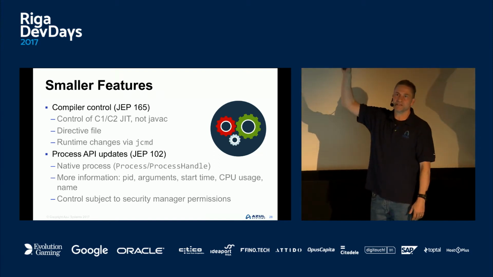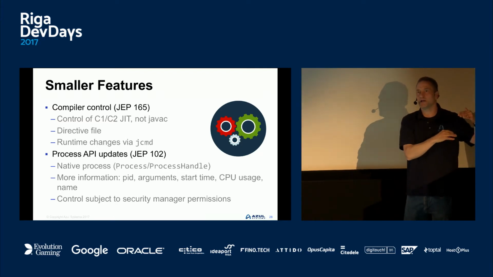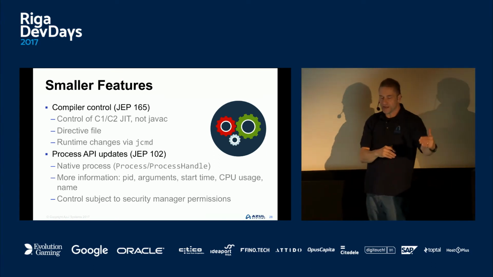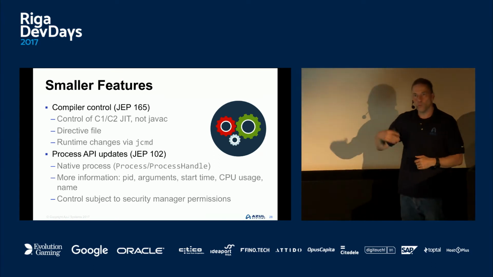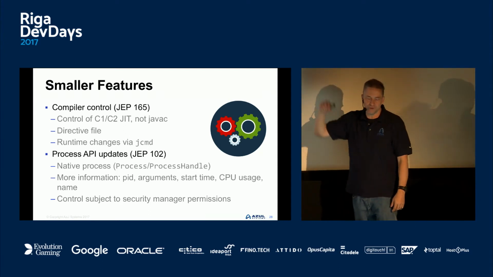And what you can do is set up a file which will allow you to specify certain things about how those compilers work. So you can give directives to the compiler when you start up your application. And you can also change some of those things at runtime via the jcmd command.